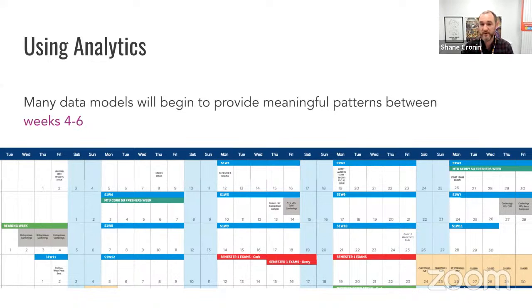Now, this time of year, we're in week 7 right now, I believe. You can see the academic calendar in there. So today is the 27th. Usually you'll get really meaningful patterns between weeks 4 and 6, so we should have really good data at this stage in week 7.